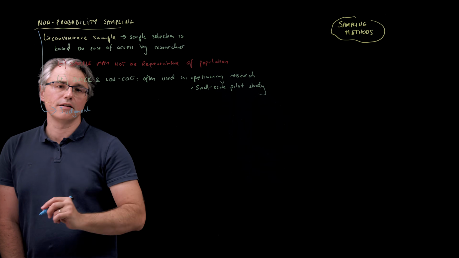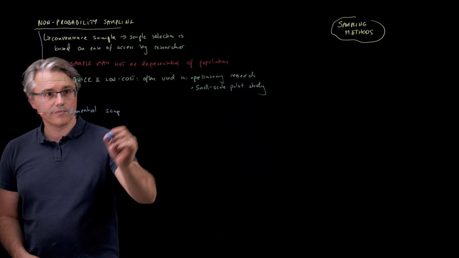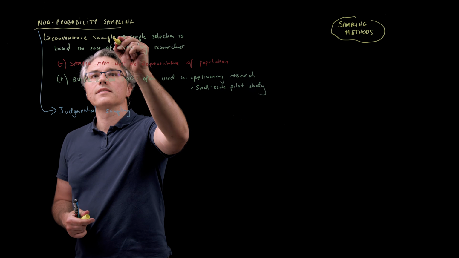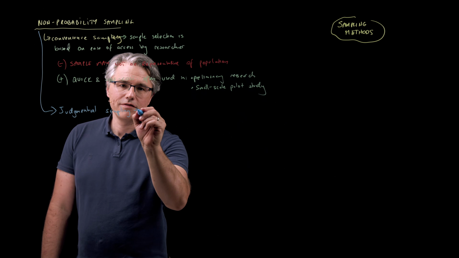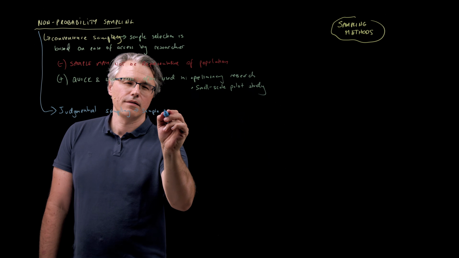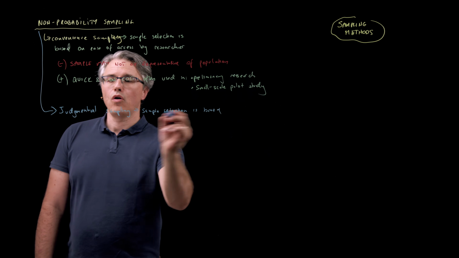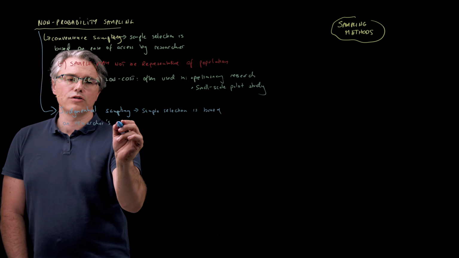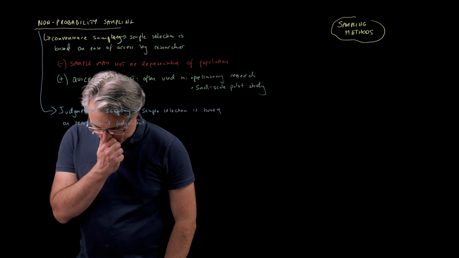There's an E missing here, judgmental sampling. Sorry, over here I should have had sampling as well. So this is a method where the sample selection is, as the name suggests, based on the researcher's judgment, their experience, their knowledge.